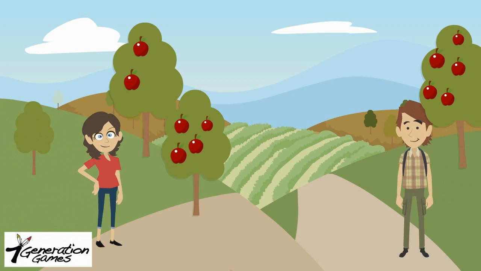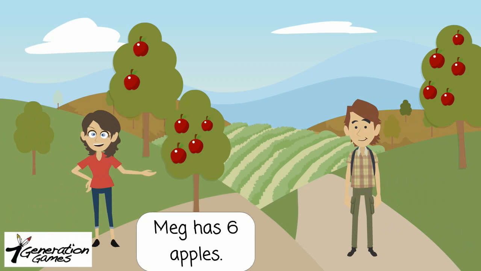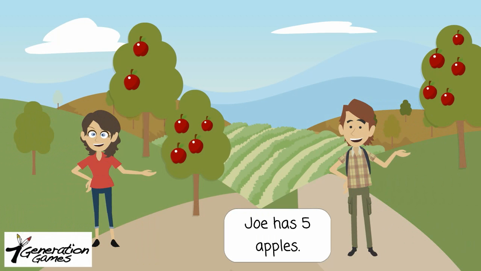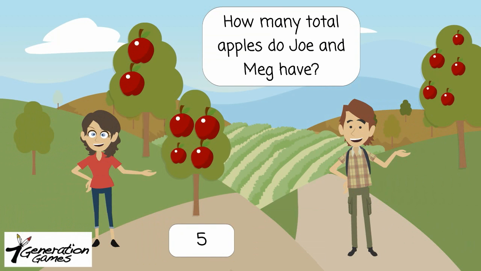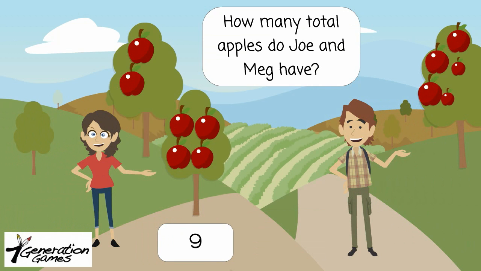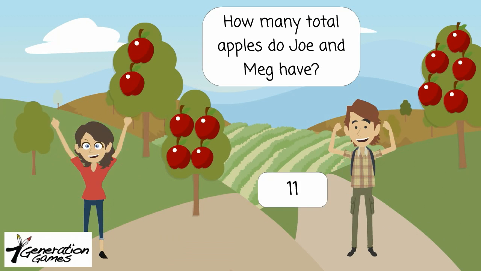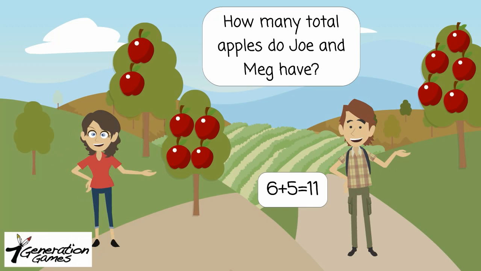Meet Meg. Meet Joe. As the problem told us, Meg has 6 apples, and Joe has 5 apples. How many total apples do they have? Let's start with Meg's apples. 1, 2, 3, 4, 5, 6. Now let's add Joe's apples to the mix. 7, 8, 9, 10, 11. Clearly, Meg and Joe find that exciting. In other words, we saw how 6 plus 5 equals 11.